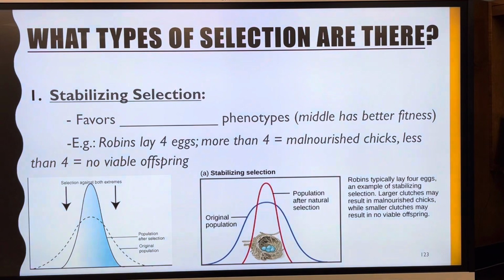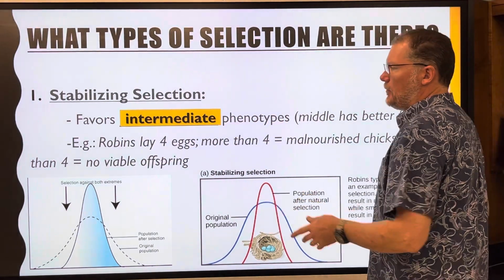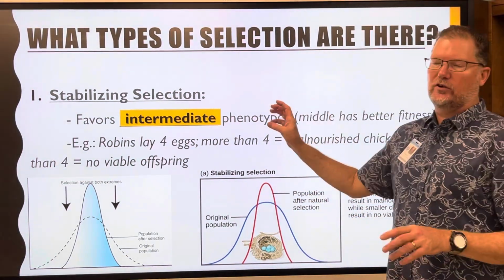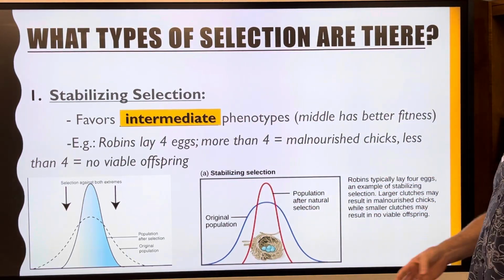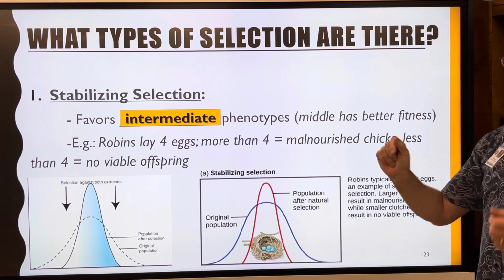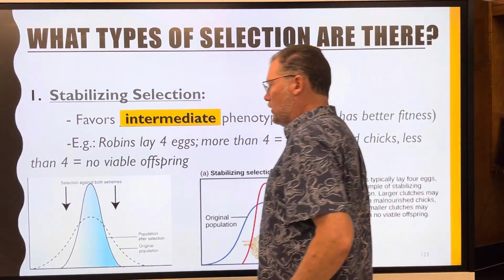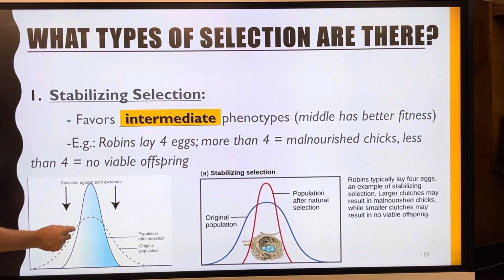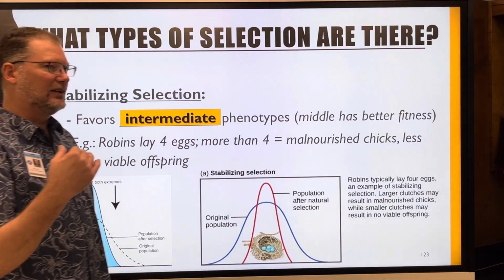And now we're on slide 123. What types of selection are there? So there's something called stabilizing selection. And this is a type of selection, natural selection, that favors the intermediate group, the phenotypes. The middle has the better fitness. So here you've got a lower fitness and the highest fitness, but for some reason the middle fitness is selected.